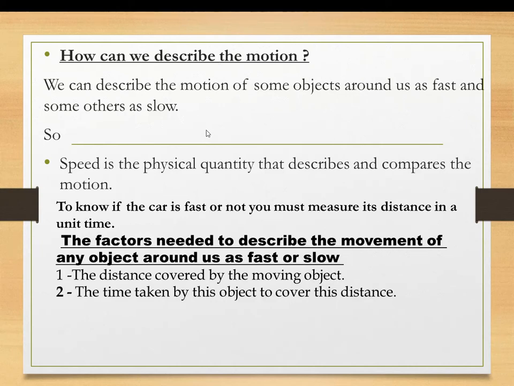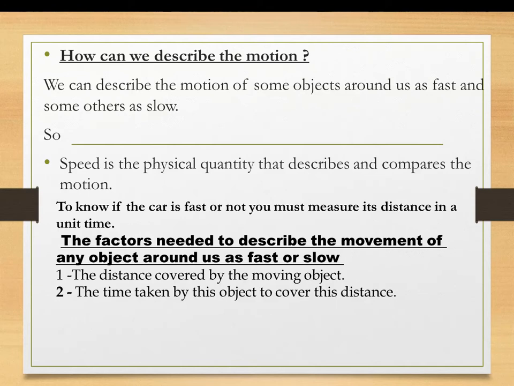We have here a complete question. What is the physical quantity used to describe and compare the motion? I will write speed. It's a very important question. To know if the car is fast or not, you must measure the distance in unit time.